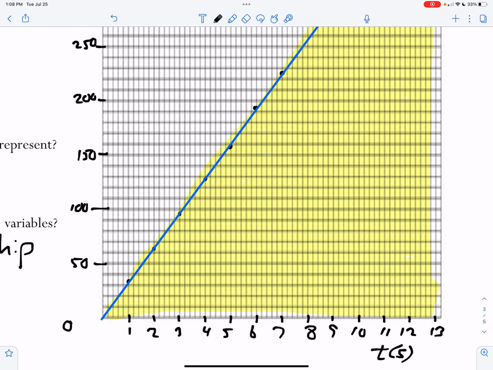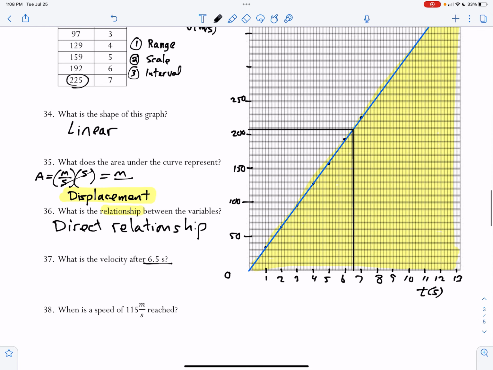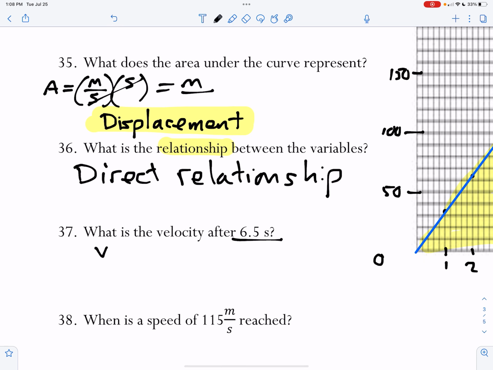Well, what I'm gonna do is go to 6.5 seconds, go up to the graph, and then from the graph, go over like this. So here's 6.5 seconds right on the graph. And then I'm gonna go over, and I'm gonna estimate that to be about, looks like a little less than 210 meters per second. So I'm gonna say the velocity is about maybe 208, so a little less.